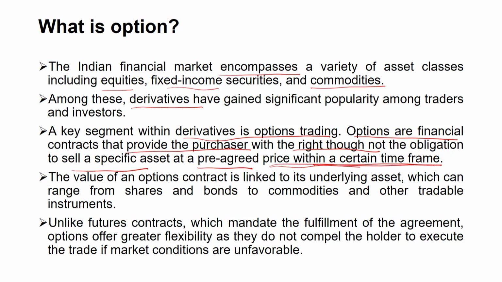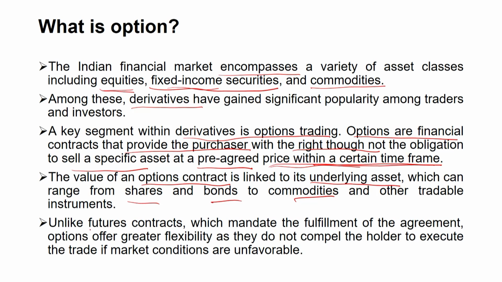The value of the option is linked to the underlying asset, that can be equities, fixed income securities, commodities, or any other kind of financial instrument that is traded in the stock market. These underlying assets may define the prices of the option contract, and can range from shares, bonds, commodities and other tradable financial instruments as we have discussed.